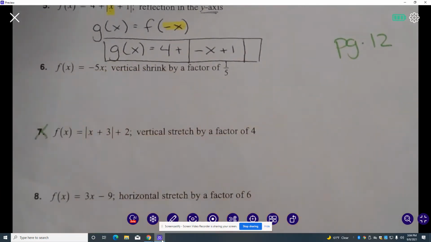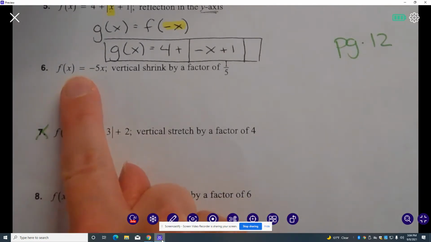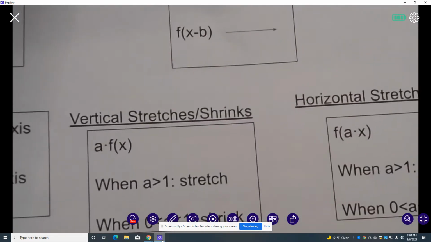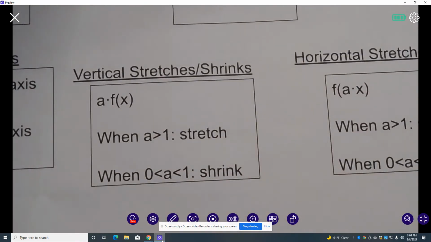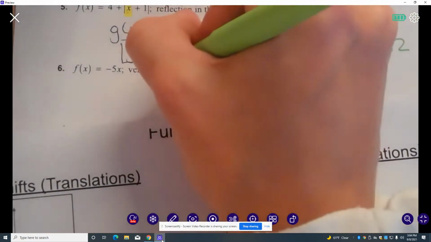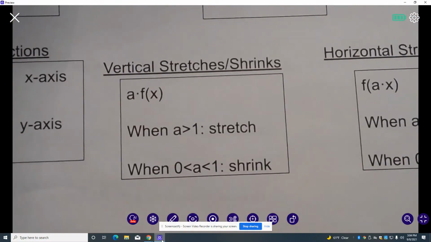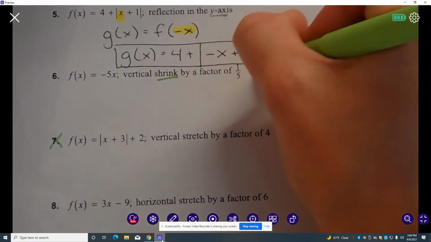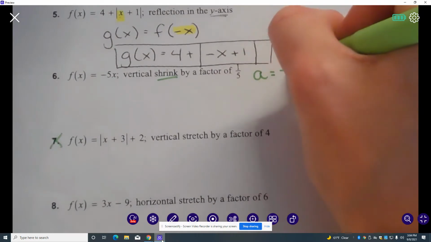of f. Okay, so our function f of x is equal to negative 5x, and we need to take this function and do a vertical shrink by a factor of 1/5. So if you go back to our transformation rules, we're working with vertical stretches and shrinks. So they tell us that this is a vertical shrink. So when we're working with a shrink, remember our a value is going to be a number in between 0 and 1. Okay? And so it's by a factor of 1/5. So let's go ahead and write our a value. A is going to be 1/5.